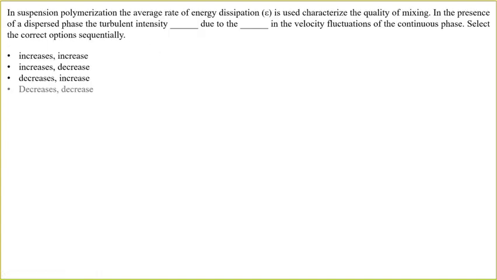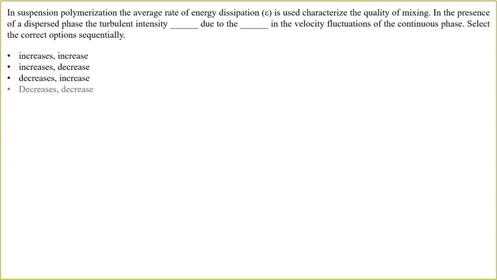In suspension polymerization, the average rate of energy dissipation, epsilon, is used to characterize the quality of mixing. In the presence of a dispersed phase, the turbulent intensity blank due to the blank in the velocity fluctuation of continuous phase. Select the correct option. So the mixing phenomena usually controls the particle size density. So the better it is mixed, the higher and better particle size density will be forming. So in suspension polymerization, the rate of dissipation is characterized by the quality of mixing.